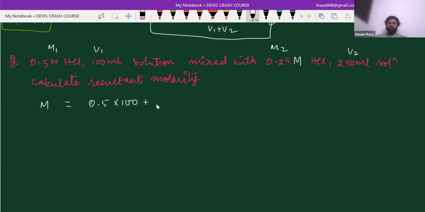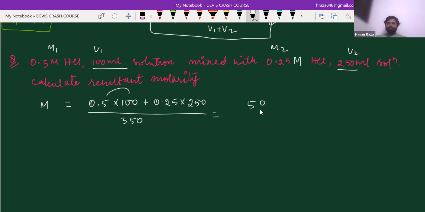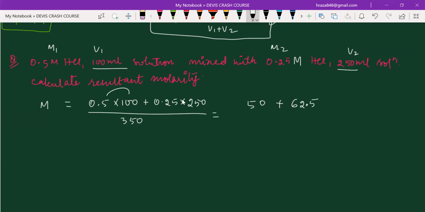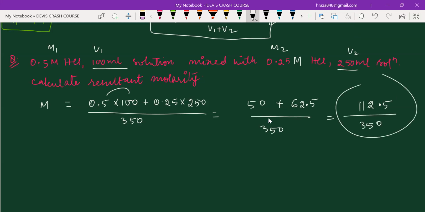0.5 into 100 plus 0.25 into 250. And then you have 100 plus 250, that will be 350, right? Yes. And you can also see this will be 50 plus this will be 62.5, right? Yes. And then there will be 350. And then if you add it, it is 0.5 and then 25, 62.5, that is 112.5 upon 350, right? Yeah. That's the answer.